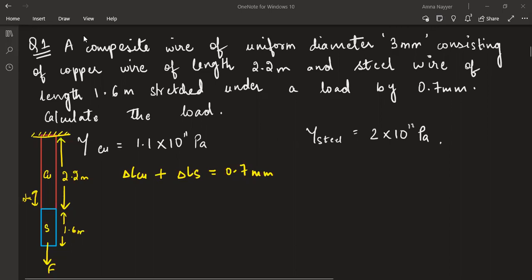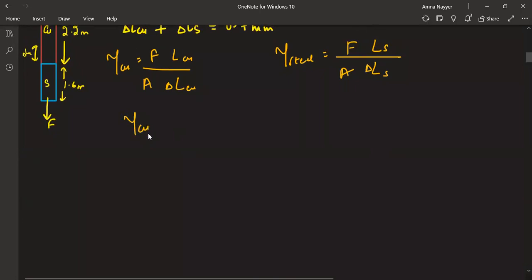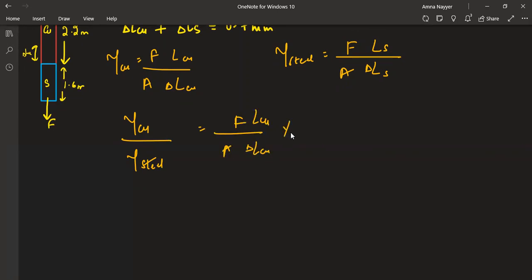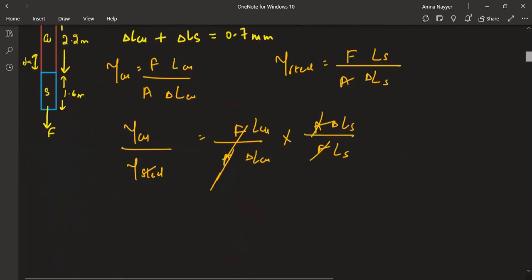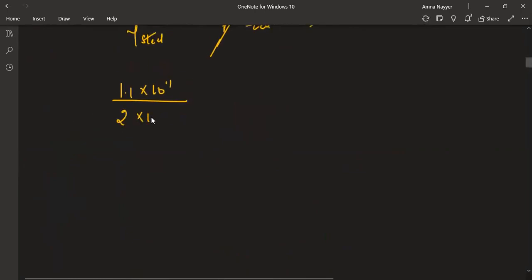Now, Young's modulus is given. When you write Young's modulus of copper, it will be force by area, and the area will be the same area of cross section because 3 millimeter is the diameter, divided by delta L by L, with L and delta L of copper. Then for steel, again F by A, divided by delta L steel by L steel. Take their ratio. You will get Young's modulus of copper by Young's modulus of steel equals (L copper by delta L copper) into (A delta L steel by F L steel). F and A get cancelled. Y copper is 1.1 into 10 to the power 11, by Y steel, which is 2 into 10 to the power 11.